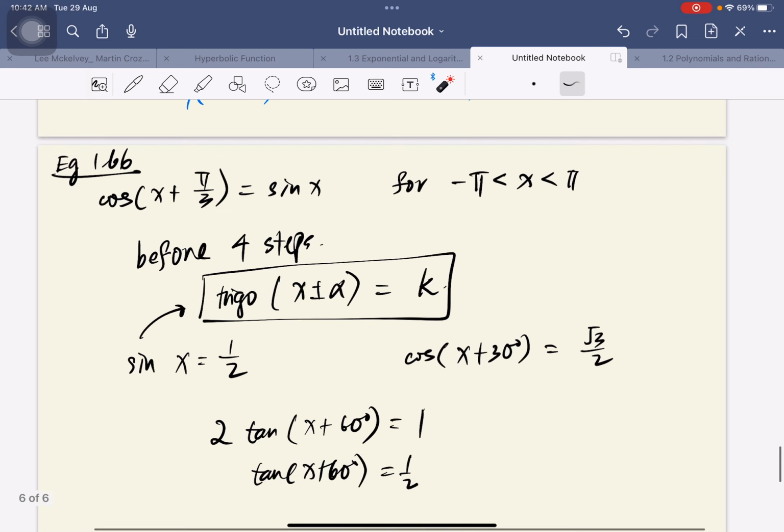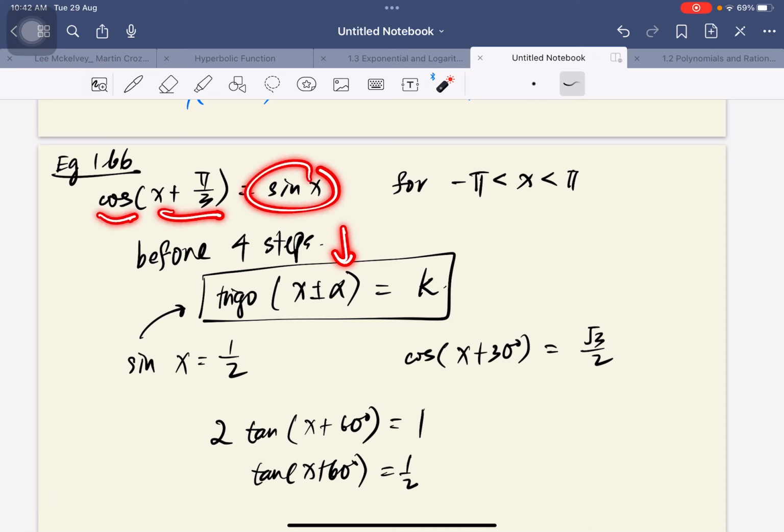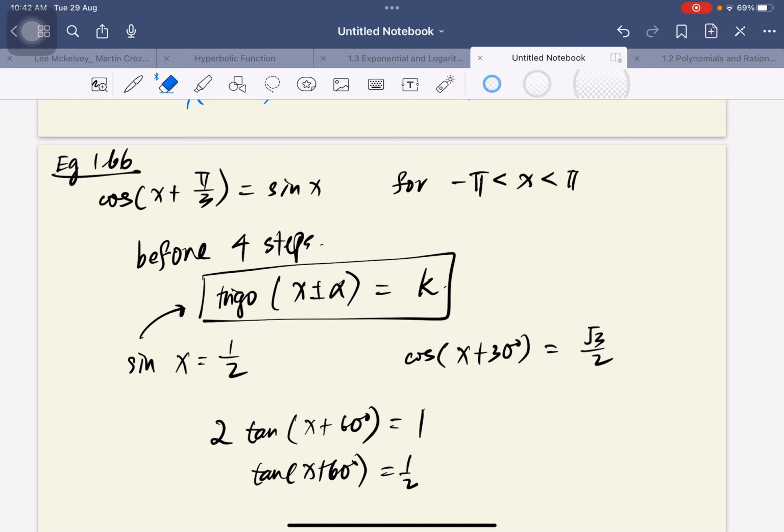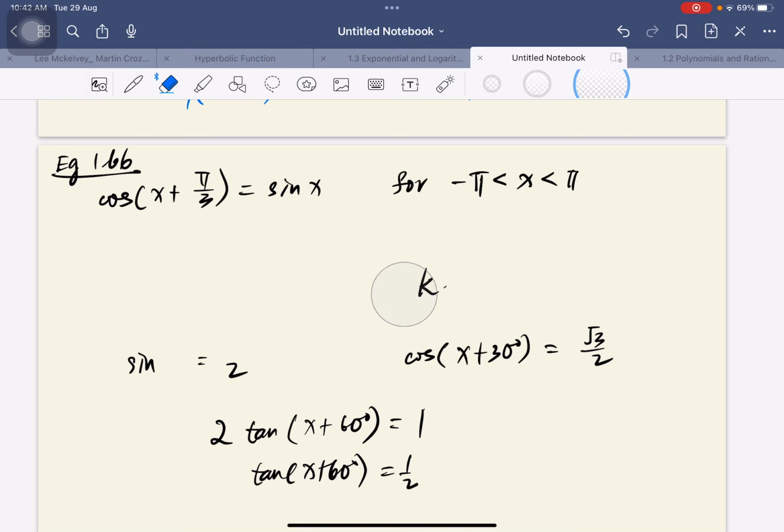In this case, obviously it's not in this manner yet, because it's trigo, angle, and another trigo. So there are 2 trigo there. So we are going to simplify and try to make it in this way. I don't care what trigo it is, it can be cos, sine, tangent, whatever, as long as it is in this manner, so it's easier for us to solve, and then we can use the 4 steps.